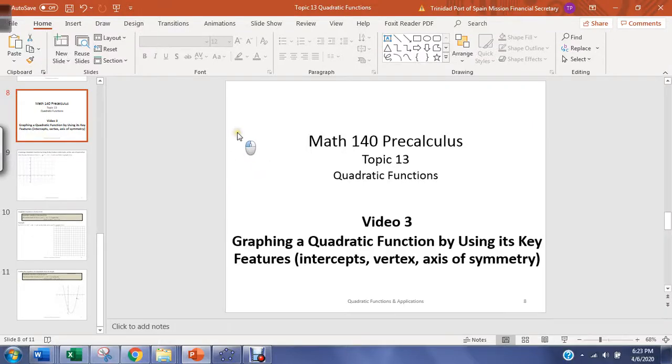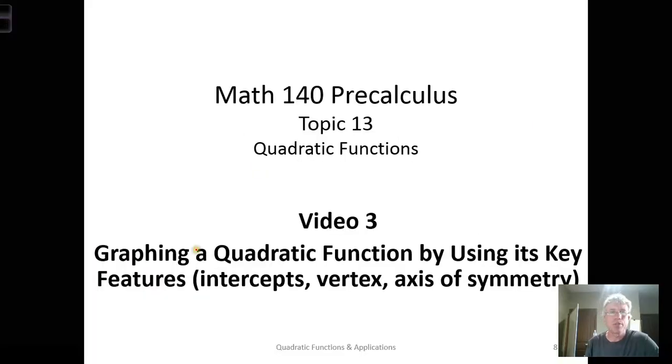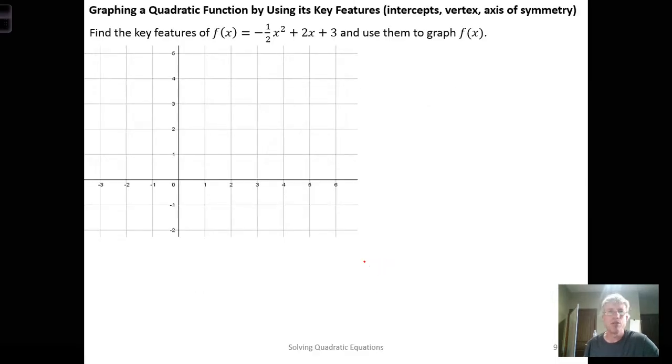So in video 3, we're going to use the key features of a quadratic function to graph it. So we're going to find the x and the y-intercepts, the vertex, and the axis of symmetry, and use those as graphing tools. So here we're given a function f of x equals negative 1/2 x squared plus 2x plus 3. We need to find each of its key features in order to graph those and then draw the graph of the function by using those key features.